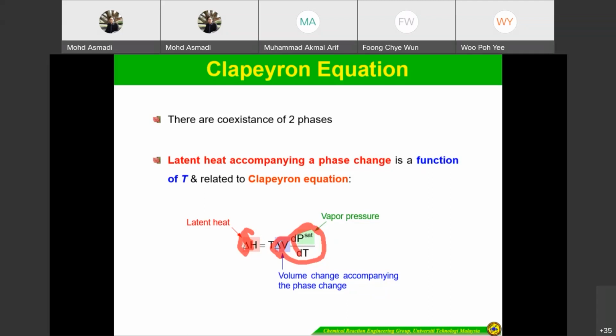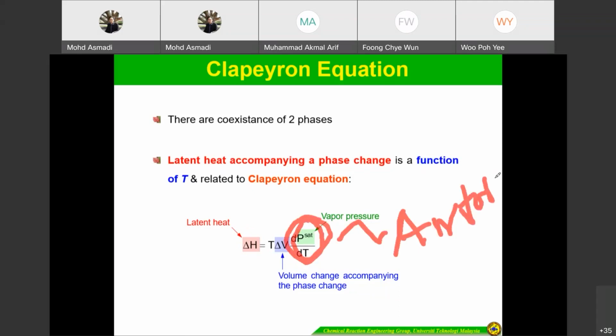To determine the delta V from this equation, you need the volume of the liquid and also the volume of the vapor. For the liquid, you can use the Rackett equation. And dp divided by dt, how can we get this information? This one is from the endpoint equation.